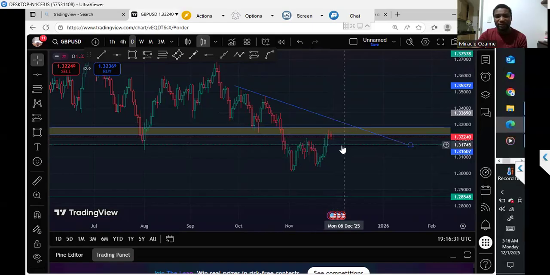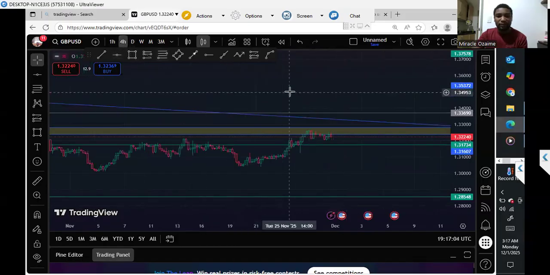If it does not retrace to this level, I will not like to enter the market around this area because it's going to be very dangerous. This is a major zone. It's dangerous because the market can easily reverse from this area. So that's why I'm trying to prevent myself from entering from this region. Let it pull back a little bit. It's looking corrected though. Let it pull back a little bit. Then I'm going to be more comfortable to enter this position on GBP USD.